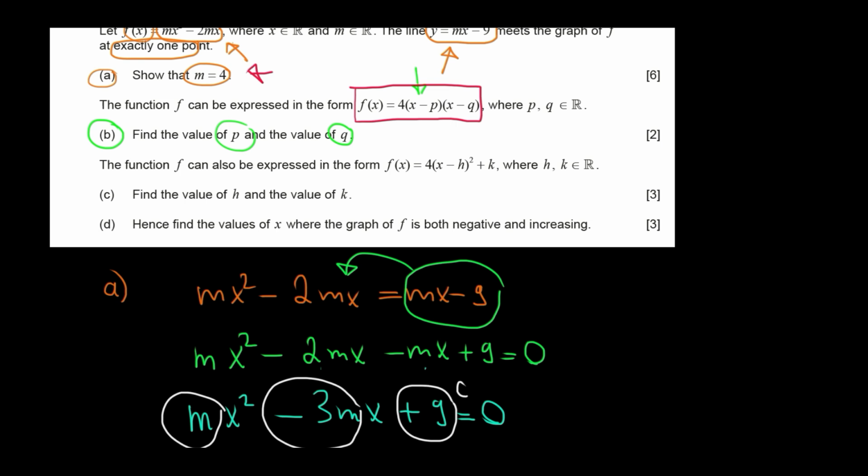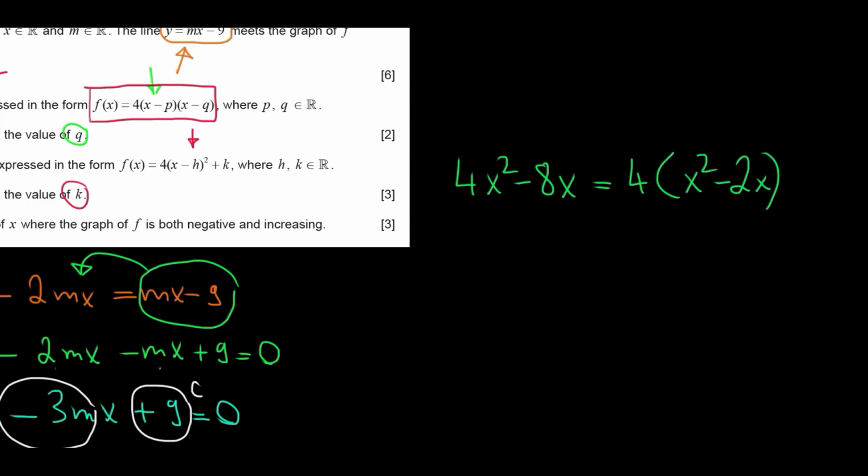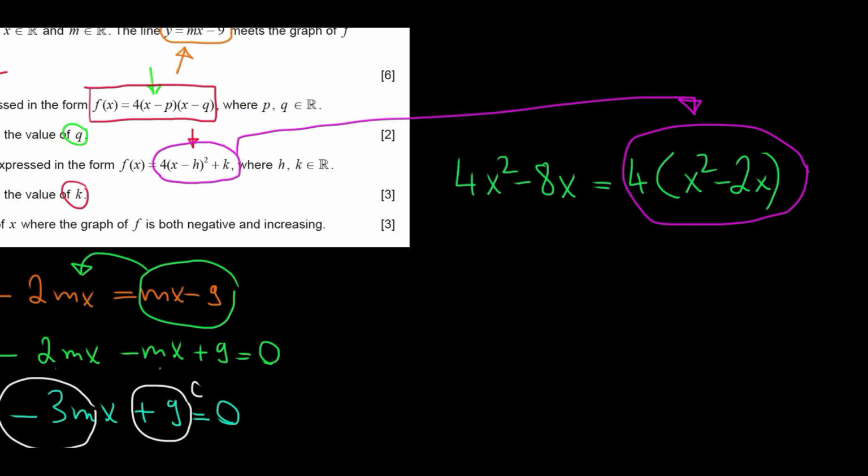The function f can be expressed in the following form: find the value of h and the value of k. Now this structure over here and this structure is actually not that far from each other, but we have to do an additional step. We can see we have x minus h to the power 2, so technically we need to have x minus a number to the power 2.